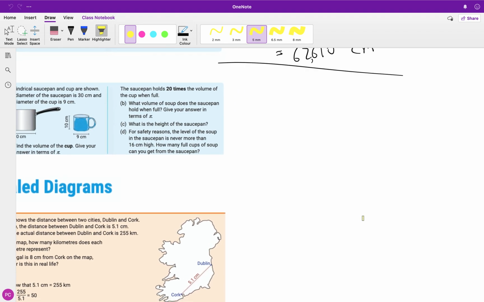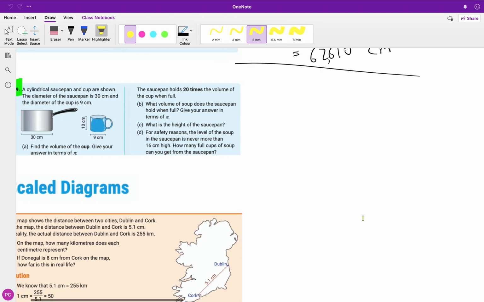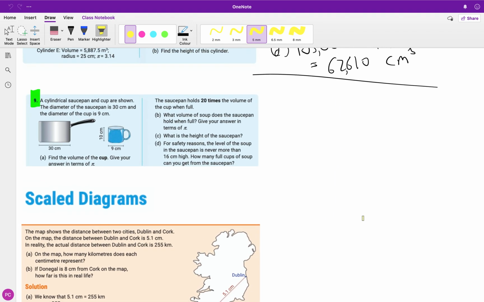So question number 9. Again, we're still assuming it's going to be looking at the volume. A cylindrical saucepan and cup are shown. There's a pot and a cup. The diameter of the saucepan is 30 and the diameter of the cup is 9. Find the volume of the cup and give your answer in terms of pi, which means we're not subbing in for pi. So when it says in terms of pi, we leave pi where it is.